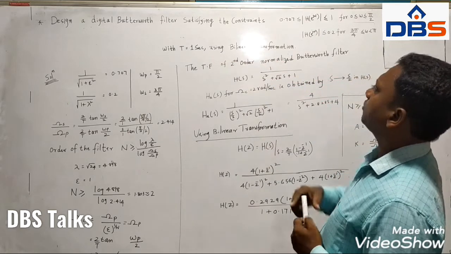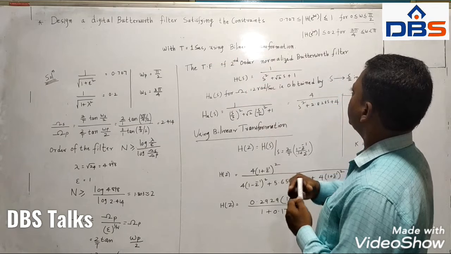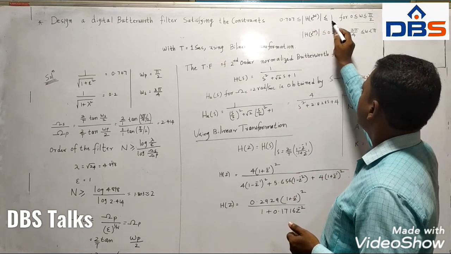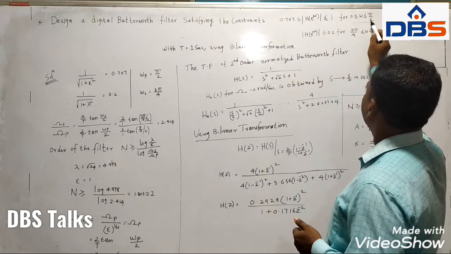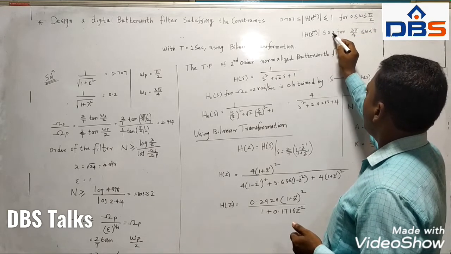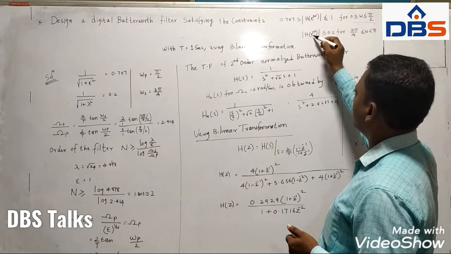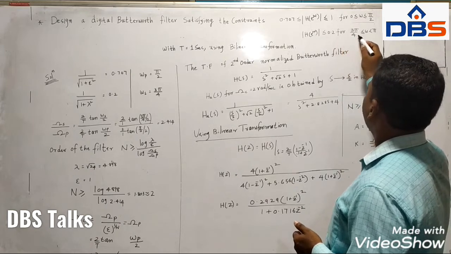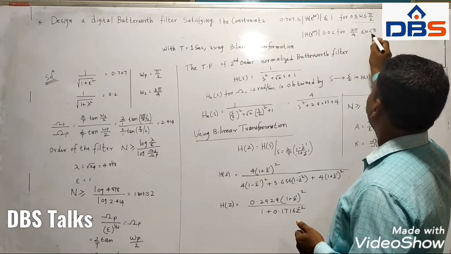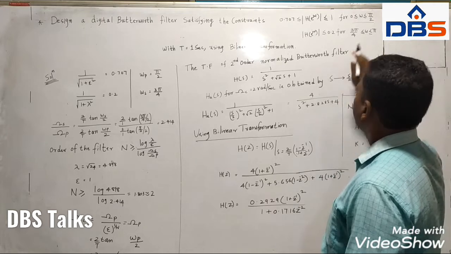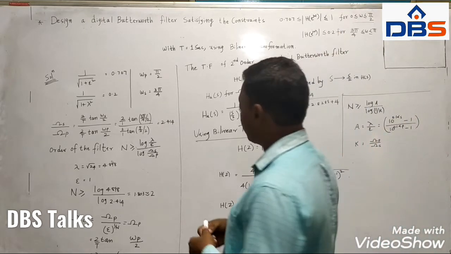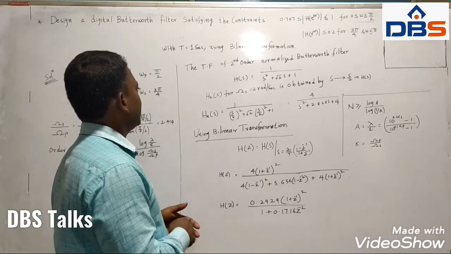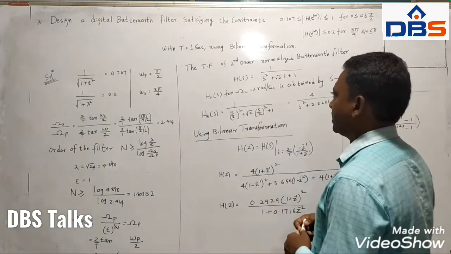Design a digital Butterworth filter satisfying the constraints. 0.707 less than or equal to magnitude of the transfer function of the filter less than or equal to 1 for 0 to pi by 2, and magnitude of H of e power j omega less than or equal to 0.2 for 3 pi by 4 less than or equal to omega less than or equal to pi. These are the given constraints or specifications with T equal to 1 second. What is T? T is the sampling interval, given as 1 second.